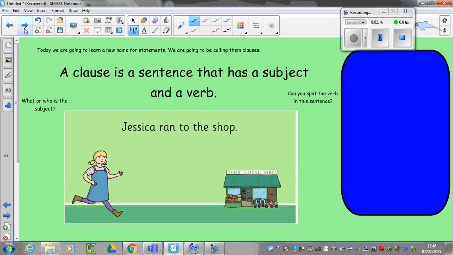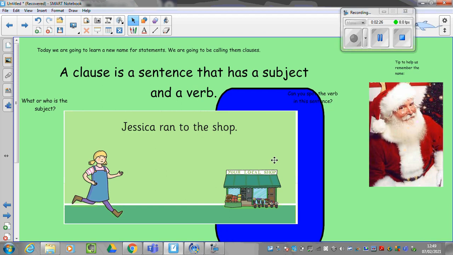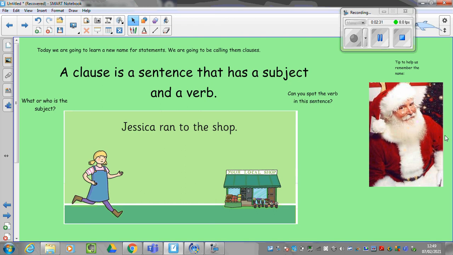So today we're going to learn a new name for statements. We're going to be calling them clauses. Not like this kind of clause, ha ha ha. It's a different type of clause, but if you want to, you can remember the name clause by thinking of Santa Claus. A clause is a sentence that has a subject and a verb. That is very, very important. A subject and a verb.